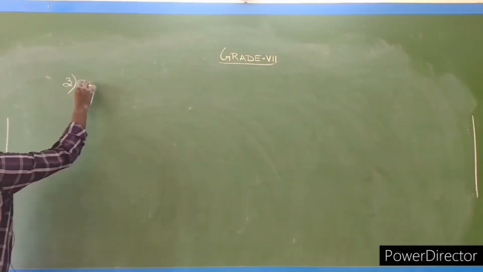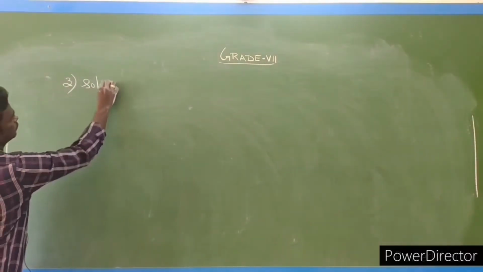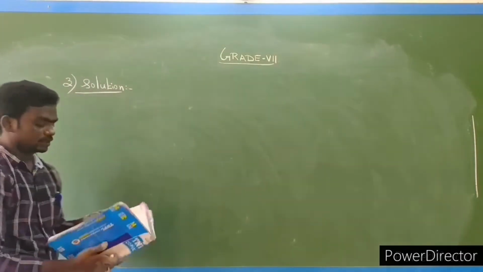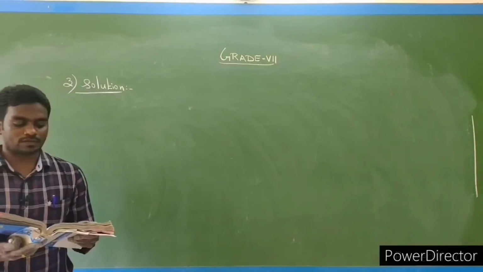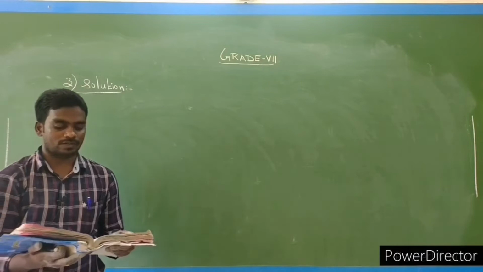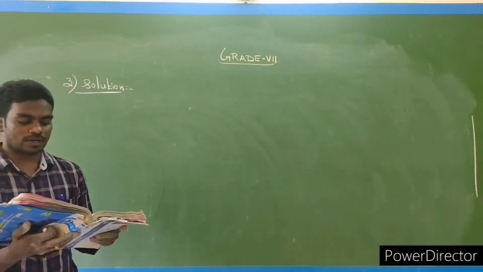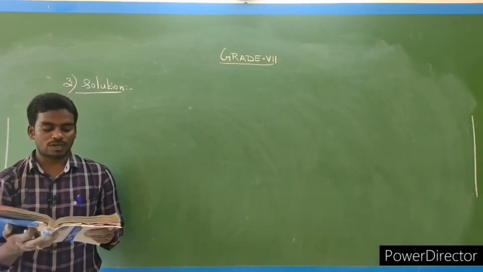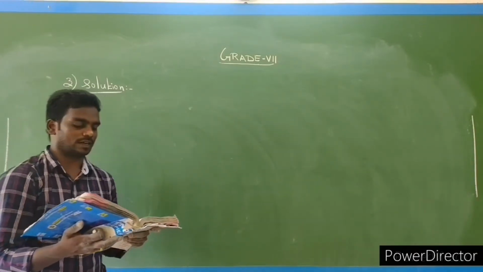Next, what is our third question? The third one is, find the breadth of the rectangular plot of land if its area is 400 meter square and the length is 22 meter. Also find the perimeter of the rectangular land.